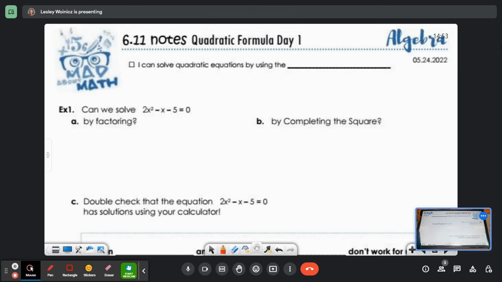Okay, so today we're starting the quadratic formula. We're going to solve quadratic equations by using our quadratic formula. And the amazing thing about the quadratic formula, guys, is that it works on everything. It doesn't matter how nasty your quadratic is, the quadratic formula is going to work on it.